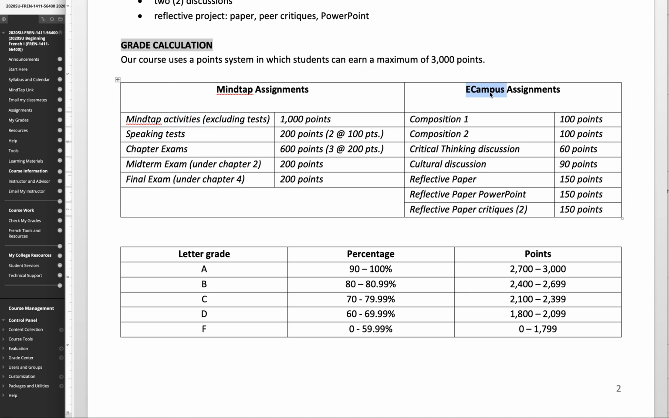On eCampus, you will submit French compositions. You will participate in discussions, a culture discussion and a critical thinking discussion, and you will also submit a reflective paper. The topic of this paper changes, but it's all about diversity, cultural awareness, language learning. So we ask you to do some research and to write a paper.